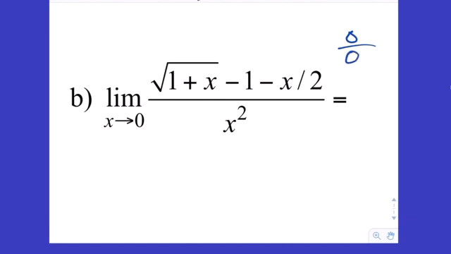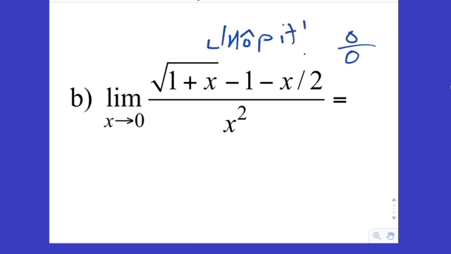So would this be a good candidate for RatCon? I got the square root of 1 plus x minus 1 minus x halves. That'd be like RatCon, right? It only works for 2 terms. We got 3 terms, so RatCon's not going to work. But what will work? Possibly L'Hopital's rule. So let's lop it.